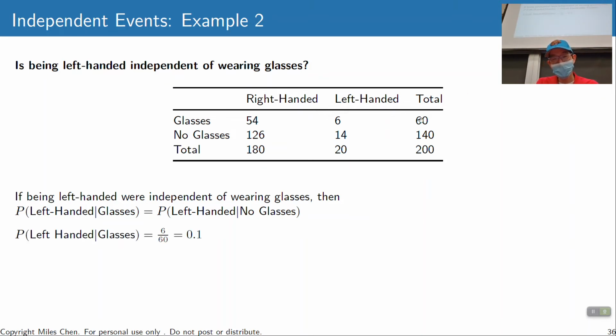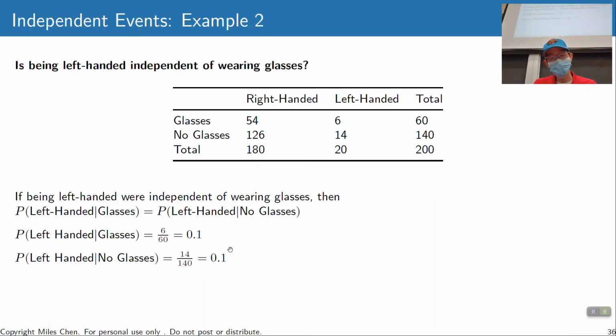Out of the 60 people who wear glasses, 6 are left-handed. So our answer is 6 out of 60. The probability that someone's left-handed given glasses is 10%. What's the probability someone's left-handed if they don't wear glasses? There are 140 people who don't wear glasses. Of those, 14 are left-handed. Therefore, the probability of being left-handed given no glasses is 10%.